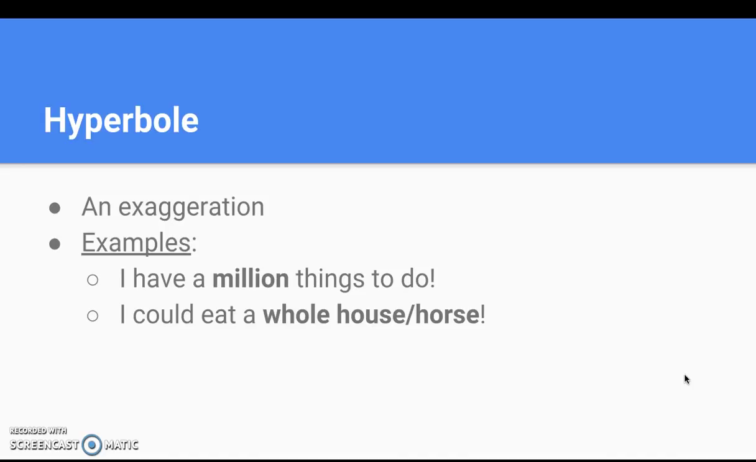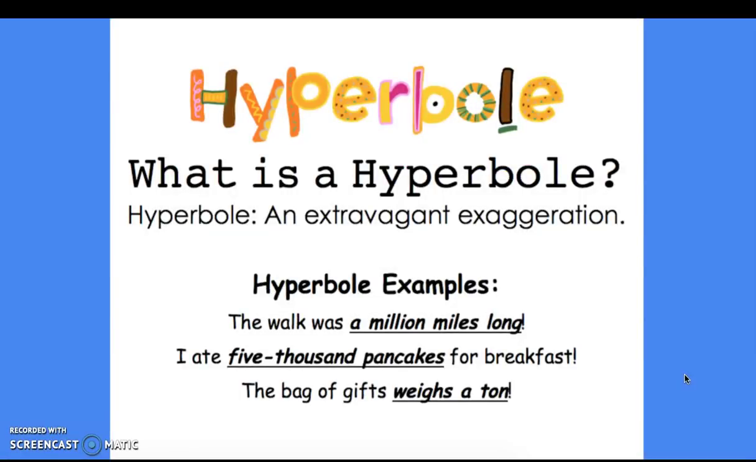Sometimes if you've ever been really hungry, you might say, I could eat a whole house or a whole horse. That means that you're really, really hungry. Some more examples are, the walk was 1,000,000 miles long. I ate 5,000 pancakes for breakfast. Obviously, this is impossible, but if you are very hungry, you might say that you ate 5,000 pancakes.